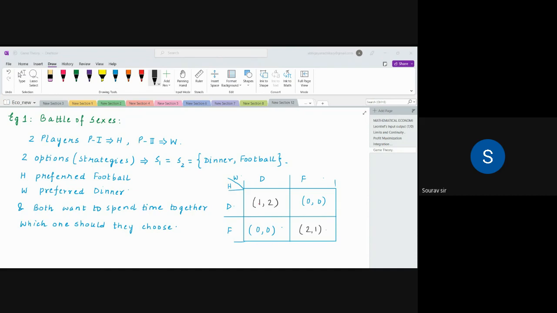So since many of you have heard about this battle of sexes, can anybody recall how we actually solved for this? So we look for the best response. So if husband chooses dinner, then for wife it will be best response to go for dinner, as she will get a payoff of 2 rather than 0. And if husband chooses F, then... Is there any particular name, Ria, for this method? I'm not recalling the name actually. Okay, not a problem.